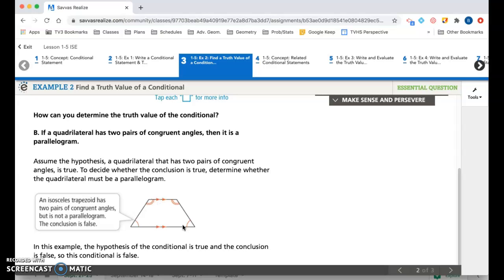And in this isosceles trapezoid, you can see that we have two pairs of congruent angles. This pair of angles is congruent, and this pair of angles is congruent. And so we've figured out a situation where the hypothesis is true, but the conclusion ends up being false. And so because of that, the conditional itself is false.